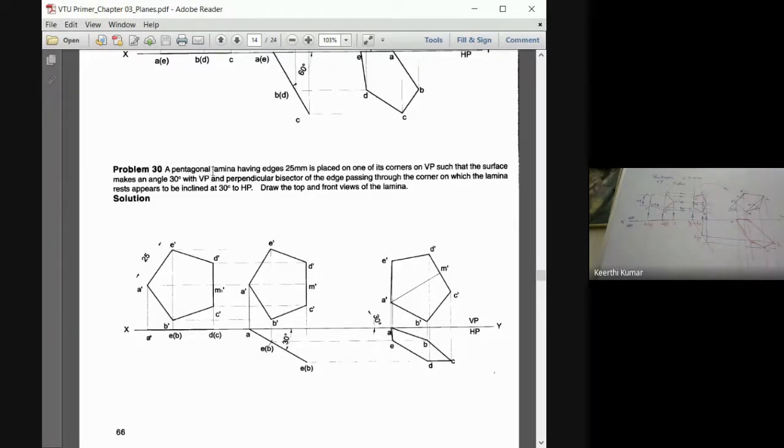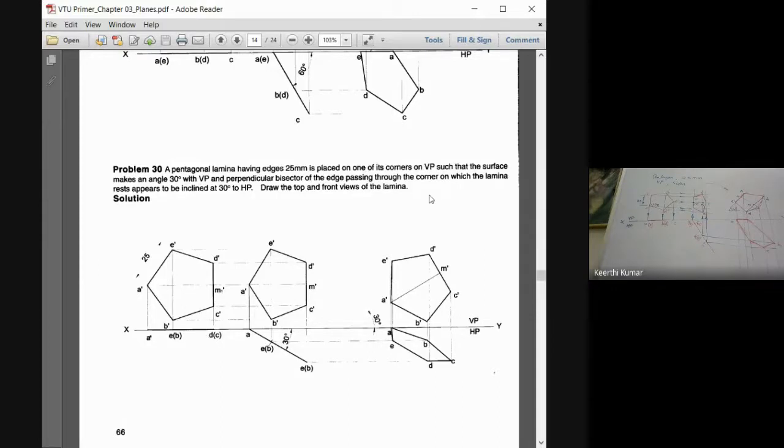A pentagonal lamina having edges 25 mm is placed on one of its corners on VP. So this is enough to draw the first position, because here we got the dimension, we got the name as pentagonal lamina, size of 25 mm, placed on VP on one of its corners. You can draw the first position. So this too you can finish.